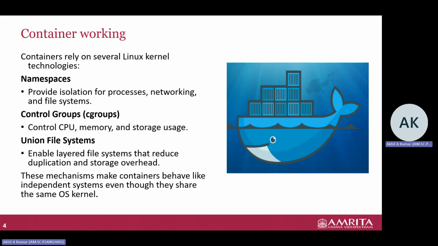The third one is union file systems. This allows containers to use layered file systems, which helps reduce duplication and save storage space. Together, all these mechanisms allow containers to function like separate systems, even though they share the same operating system kernel.